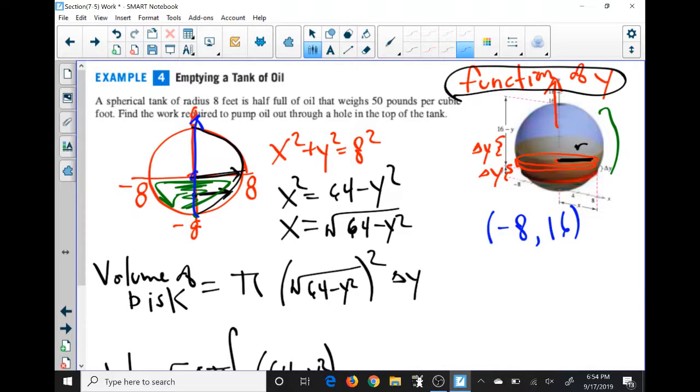And then if I go to the middle of the tank, where it's half full, we're at 0 for the y coordinate. And when the oil is at the 0 coordinate, it has to travel 8 feet to get out the top. So those are our 2 points. We will write a linear function that follows that path out the top. So when you do this, you should find that the distance as a function of y is going to be 8 minus y.